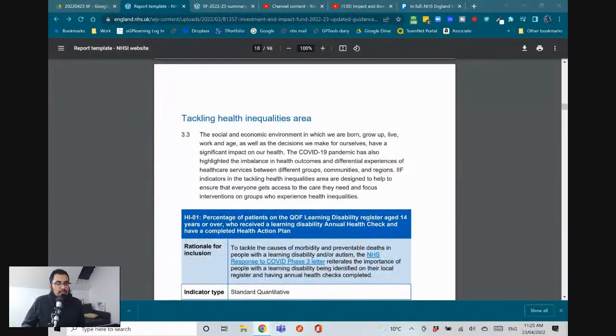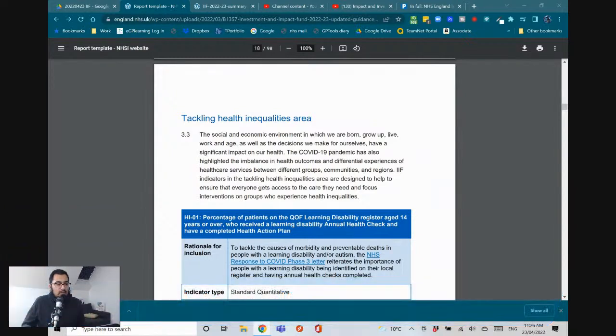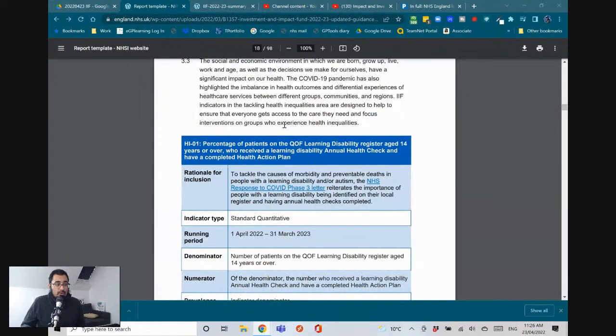Next up is tackling health inequalities, and this talks about various different aspects. So we're going to cover those in a second. The main one is one that we've briefly talked about, which is the Learning Disability Register. So patients aged 14 or over who are on the register on your QOF registers, and they should have received an annual disability health check with a health action plan.